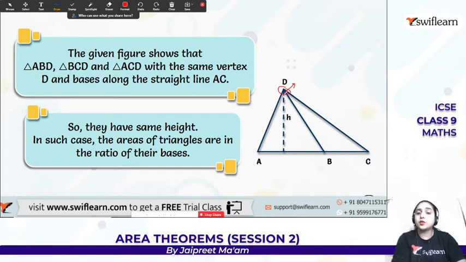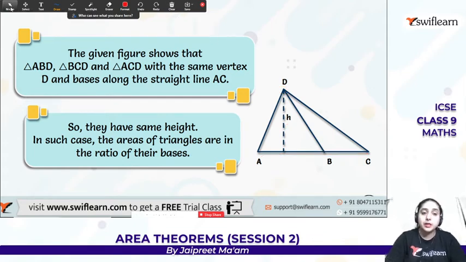So the three triangles have the same vertex, that is D, and base along the straight line, and the base is also the same, AC. Same vertex and same base. So they have the same height, and we will take H as the height in this case. In this case, the areas of the triangles are in the ratio of their bases.